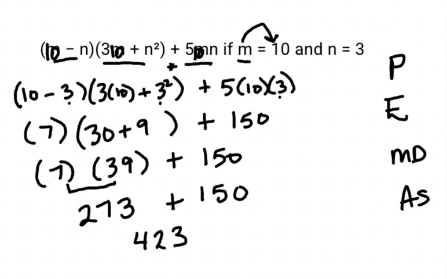And from inside your parentheses, simplify that as much as you can. That's how we got the 7, and then we got the 39. Over here we got the 150, and then we multiplied the 7 and the 39 together to get 273, plus the 150 to get 423.